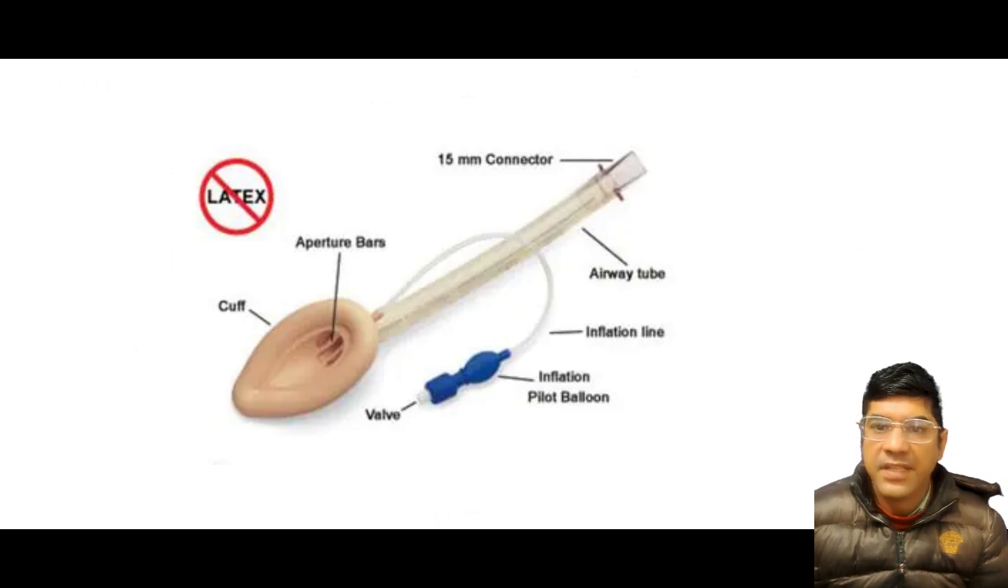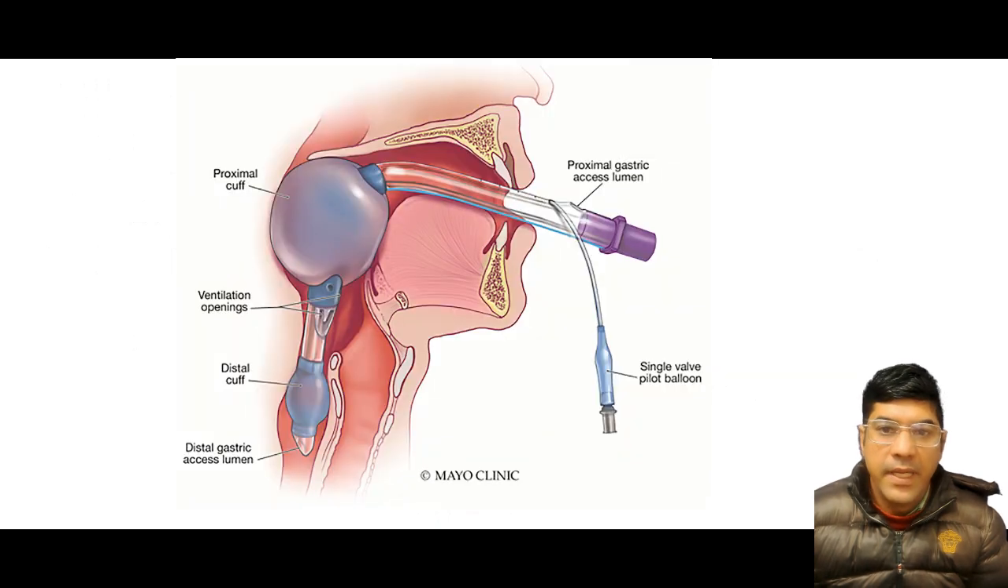The disadvantages are its inability to provide a complete seal around the trachea, which makes it less effective in preventing aspiration. There is a potential risk of gastric insufflation, so there could be an increased risk of regurgitation. It can have air leakage during positive pressure ventilation.